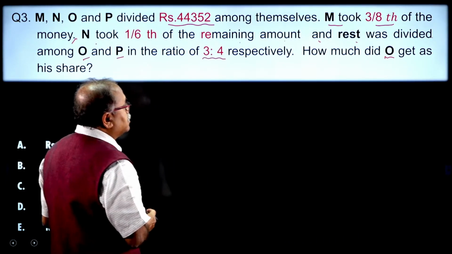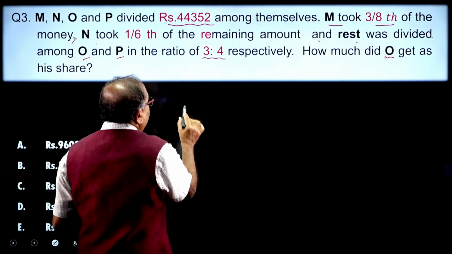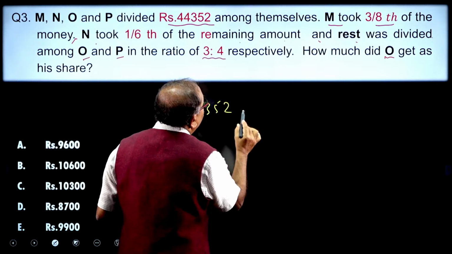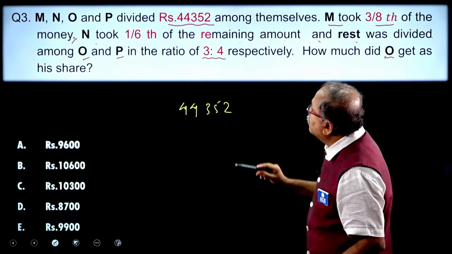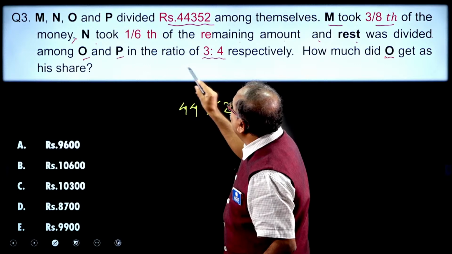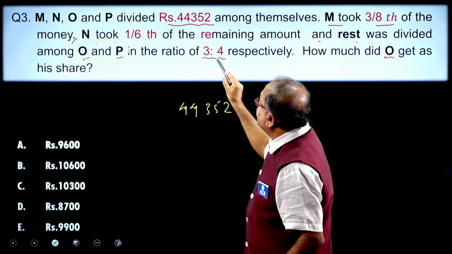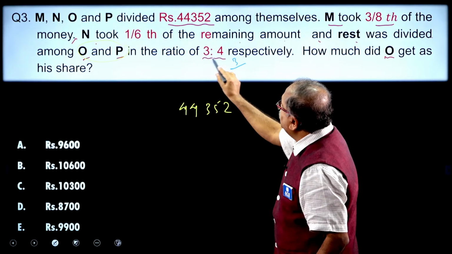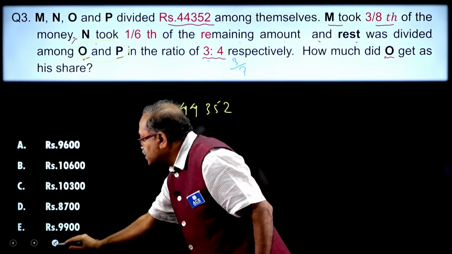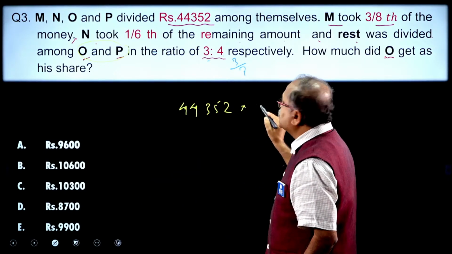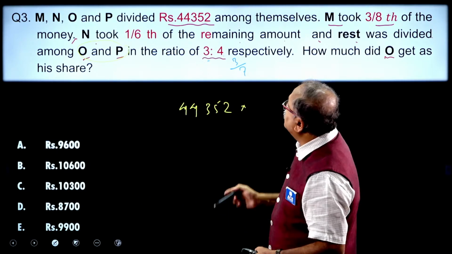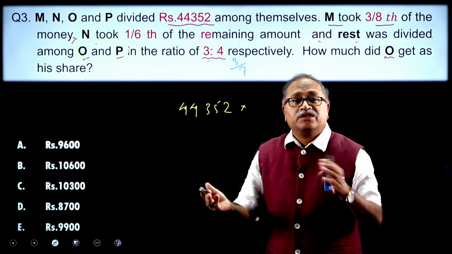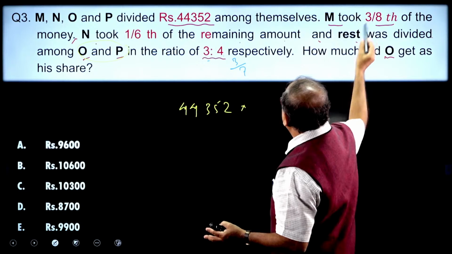So, it is said that 44,352 is the total. Can I directly write this in one line? I need the share of O. O gets whatever money is left, 3 parts out of 3 plus 4, that is 7 parts. So, what is the money left? That is a concept you must know while working on the ratio introduction part. M took 3/8. When M took 3/8, what is left? 8 minus 3, that is 5.